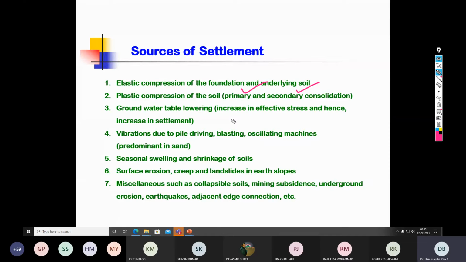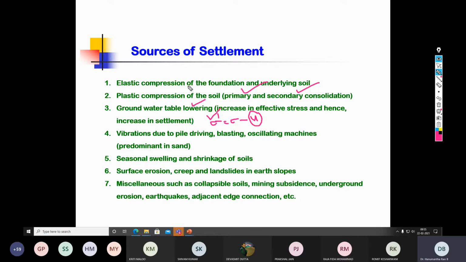Another important source for settlement is fluctuation in the groundwater table. If you look at the formula sigma dash equals sigma minus u, the increase or decrease in the pore water pressure in the form of a groundwater table change causes a change in the effective stress. When there is an increase in the effective stress, there is an increase in the settlement. So these are the three fundamental causes.